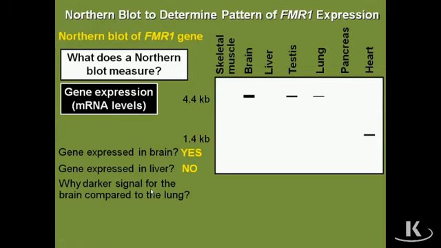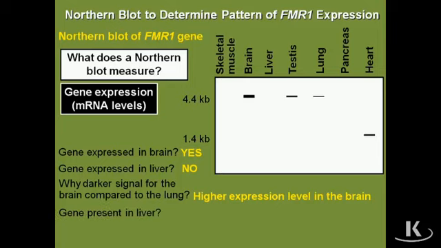Why is there a dark signal for the brain compared to the lung? Now, obviously, clearly, the FMR1 gene is expressed in both the brain and the lung. Why is the signal so much darker here than over here? Can you think of an answer to that? Well, it's obvious now that the brain is going to express more of this into messenger RNA and then protein than the lung. The same size band, but a thicker signal, meaning there's more gene expression of this particular gene in the brain as compared to the lung.